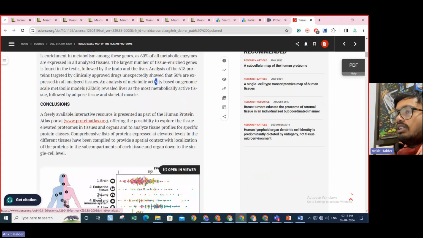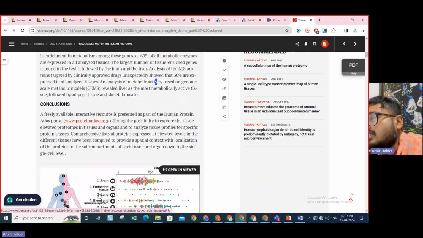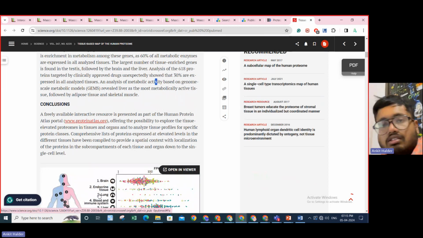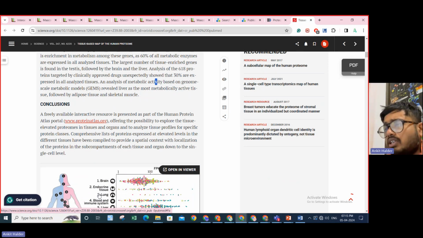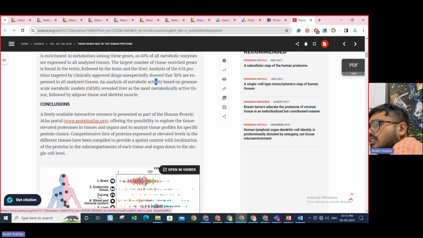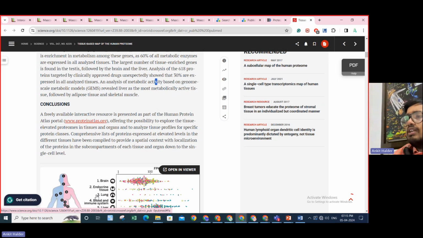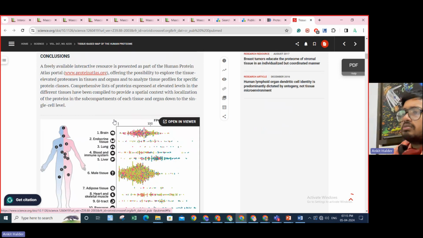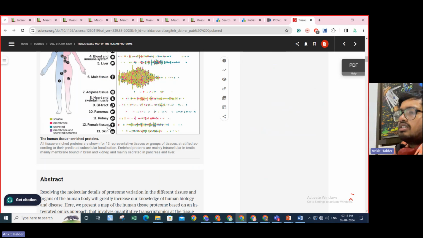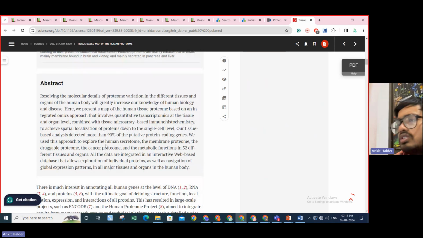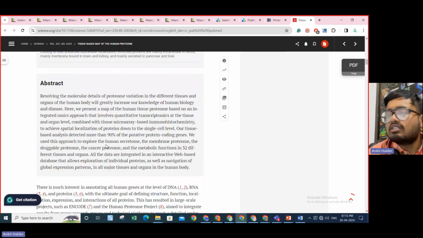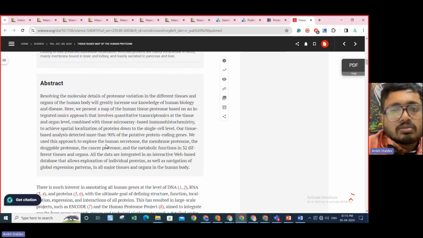This is a freely available interactive resource presented as part of the Human Protein Atlas, offering the possibility to explore the tissue-elevated proteomes, tissue-specific protein classes, and proteins expressed at elevated levels, to provide a spatial context with localization of the proteins at a single cell level. So resolving the molecular details of proteome variation in the different tissues and organs of the human body will greatly increase our knowledge of human biology and disease.